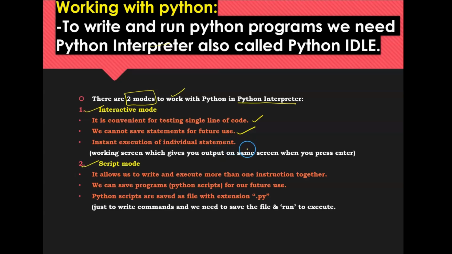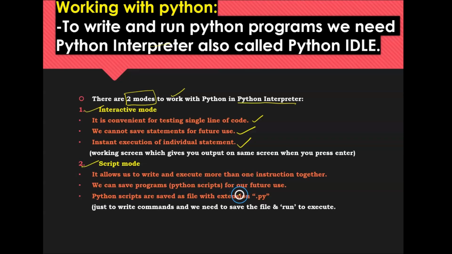It gives instant execution of individual statements. Okay, so every statement will be executed at the next step itself. I'll be showing all these things practically. The screen will give you the output on the same screen when you press the enter key. That means when you give the statement, the output will be provided on the same screen. So that is called interactive mode. And what is meant by script mode? It allows us to write and execute more than one instruction together.